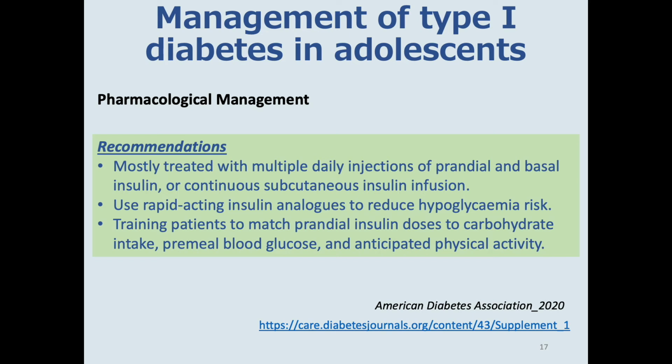The recommendations are that type 1 diabetic patients are mostly treated with multiple daily injections of prandial and basal insulin or continuous subcutaneous insulin infusions, and use rapid-acting insulin analogs to reduce hypoglycemic risk, and training patients to match prandial insulin doses to carbohydrate intake, pre-meal blood glucose and anticipated physical activity.